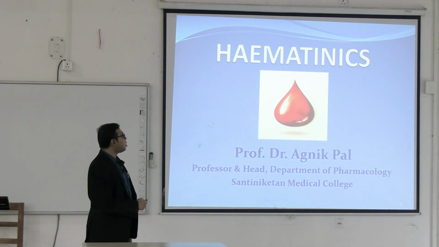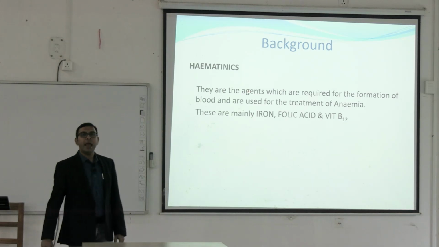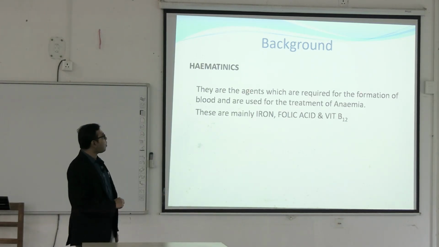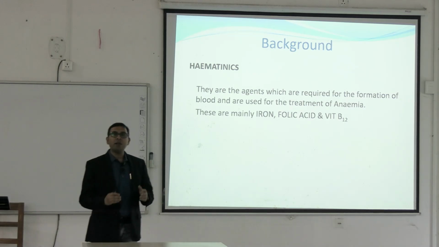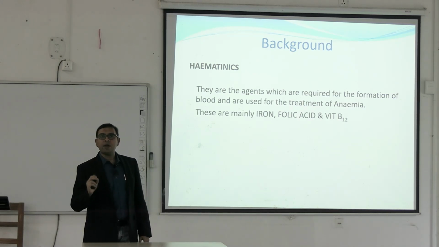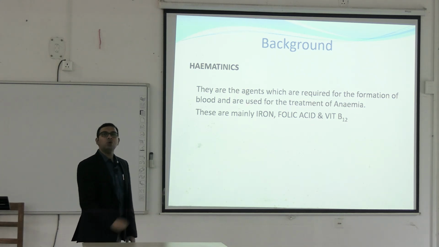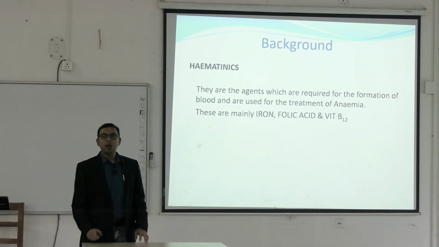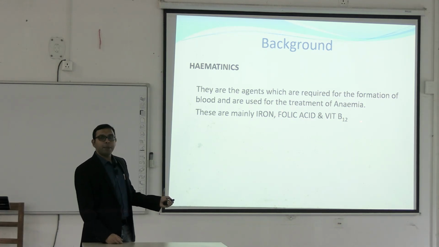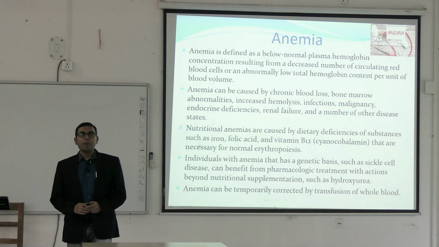Now first let's discuss what hematinics are. Hematinics are basically agents or drugs which are required for the formation of the blood. Physiologically, these agents are present and needed for the formation of the blood, and they are also used for the treatment of anemia. The most common hematinics are iron, folic acid, vitamin B12, and also erythropoietin. Now let's start with anemia.